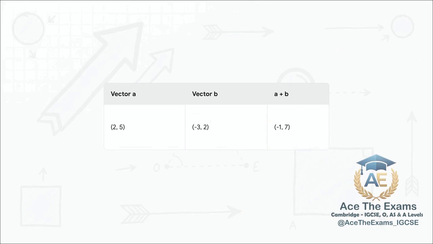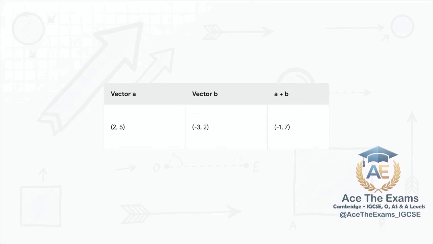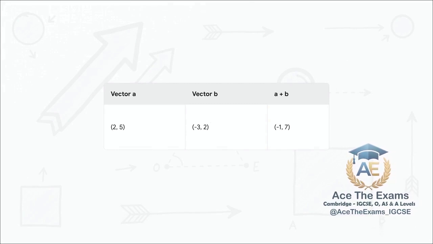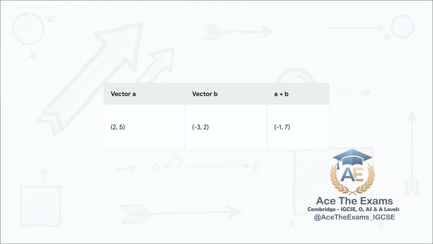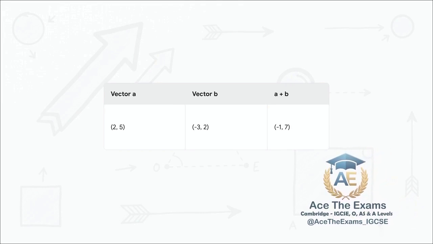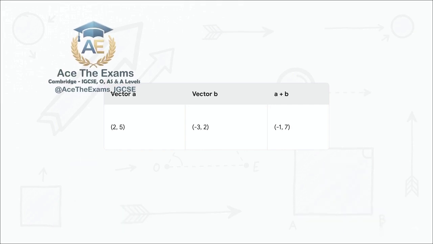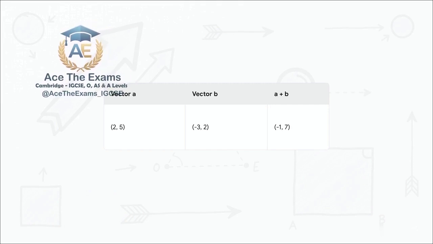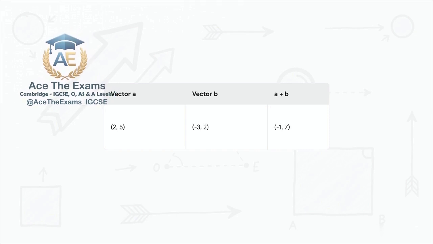This brilliantly illustrates how vector addition is literally just simple arithmetic. You just add the top x values together and the bottom y values together. Vector A takes us 2 right and 5 up. Vector B takes us 3 left because it's a -3, and 2 up. If we follow path A and then path B, our total journey is found by just adding them up. 2 plus -3 gives us an x value of -1, and 5 plus 2 gives us a y value of 7. So our final direct path from start to finish is simply (-1, 7).